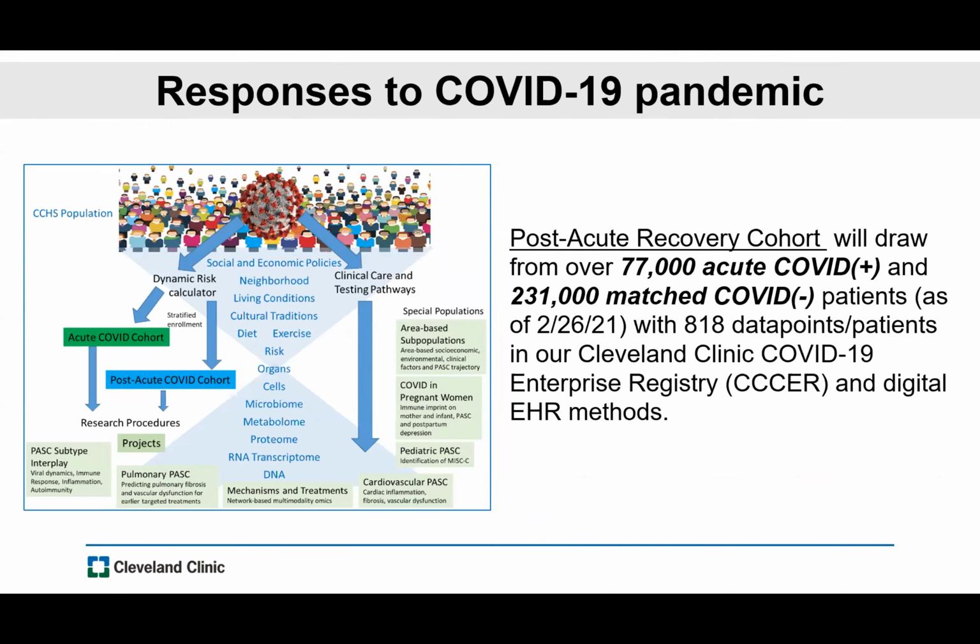At Cleveland Clinic, we rapidly moved into COVID-19 research against this pandemic. For example, over more than one year, we built large-scale cohorts, including an acute COVID-19 cohort and a post-acute COVID-19 cohort, using digital healthcare data. We not only work on clinical informatics studies, but we also generate large-scale omics data from biospecimens we collected from COVID-19 patients.